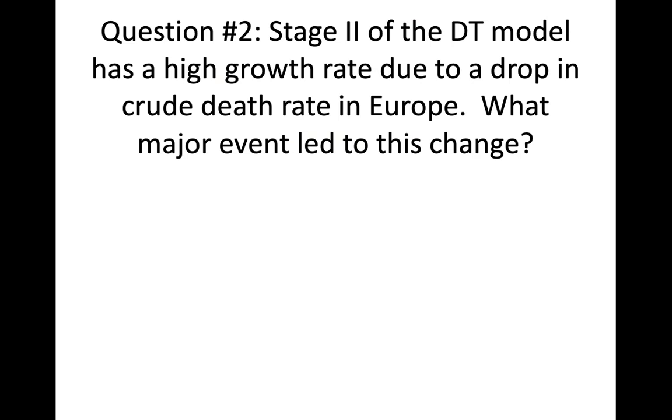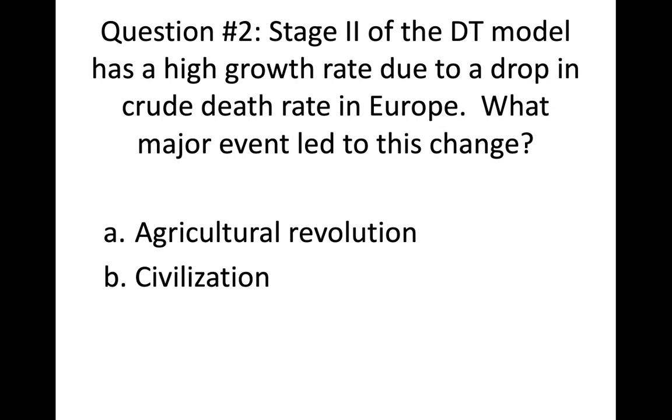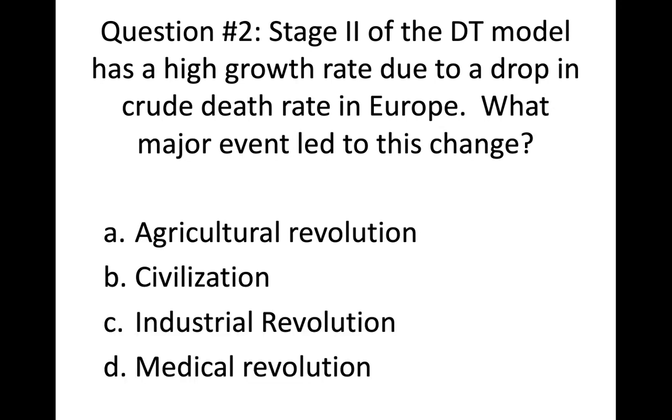Question number 2. Stage 2 of the demographic transition model has a high growth rate due to a drop in crude death rate in Europe. What major event led to this change? It was the Industrial Revolution. Europe and the United States entered stage 2 of the demographic transition model around the year 1750.